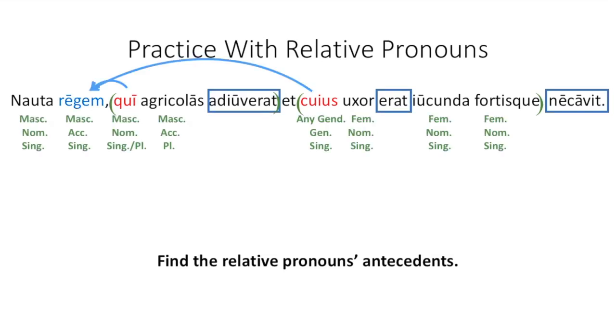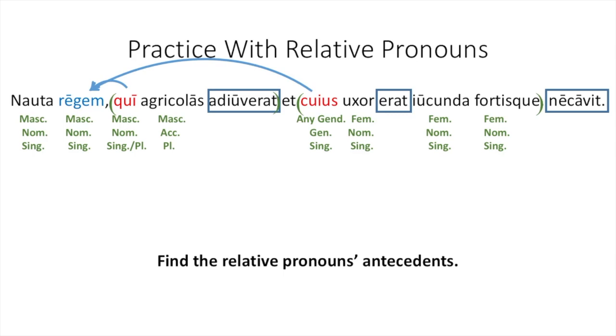To help us find them, I have parsed all of the words in this sentence. For the relative pronouns, I've given all the options possible. Qui can be masculine nominative singular or plural. So to find its antecedent, we need something that's masculine and singular or plural. We work backwards in the sentence because the antecedent usually comes right before the relative pronoun, which means our best candidate is regem, and it can be masculine accusative singular, so it is our antecedent of qui.